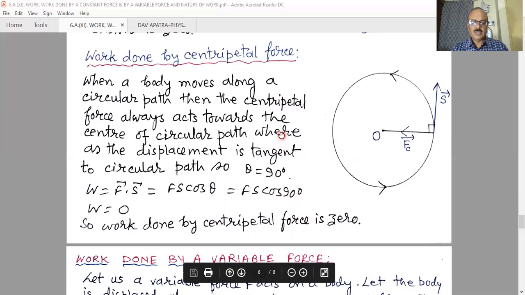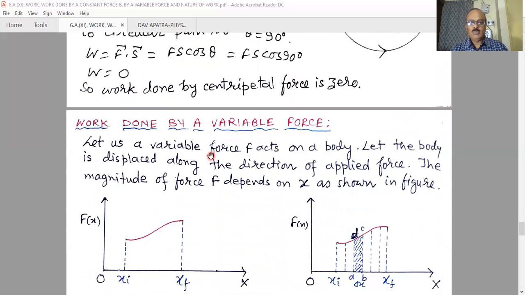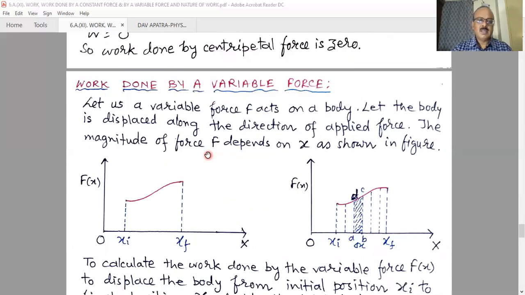In any situation, whether an electron revolving around the nucleus or satellites revolving around planets, the centripetal force does no work. That means it cannot do any type of work, because the force and displacement are perpendicular to each other. Now, our next topic. In all the examples, we considered the force throughout the whole displacement.